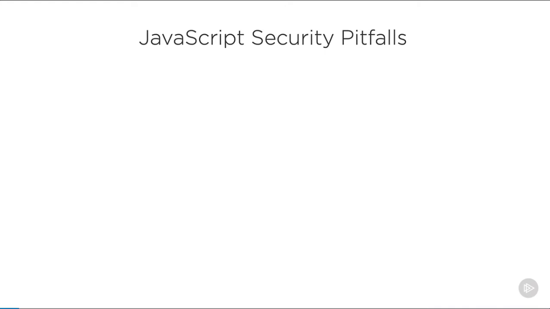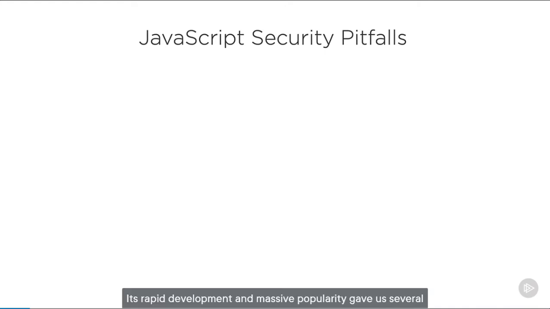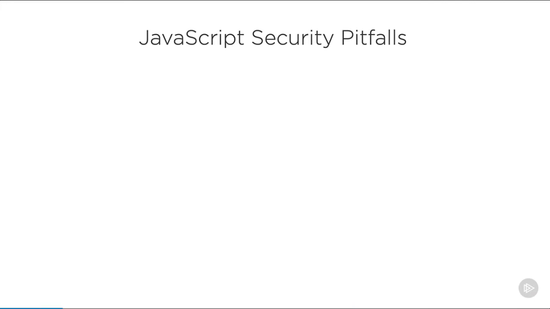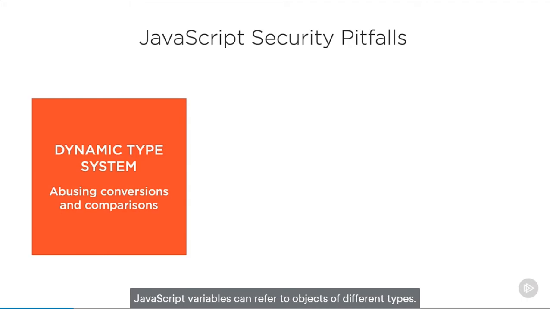JavaScript is a little bit unusual programming language. Its rapid development and massive popularity gave us several language features and coding patterns that may easily lead to exploitable security bugs. JavaScript variables can refer to objects of different types.